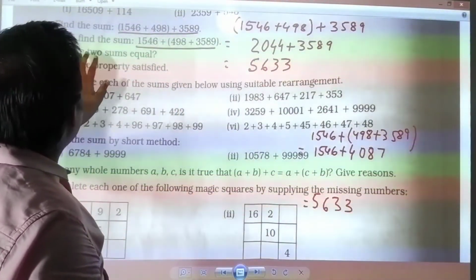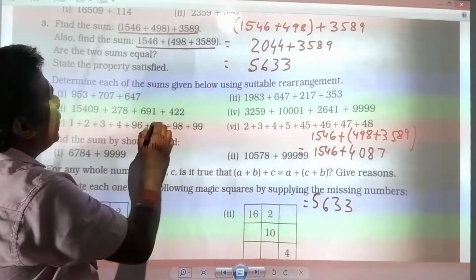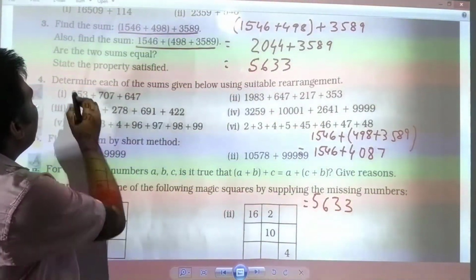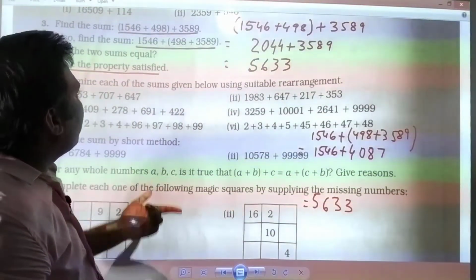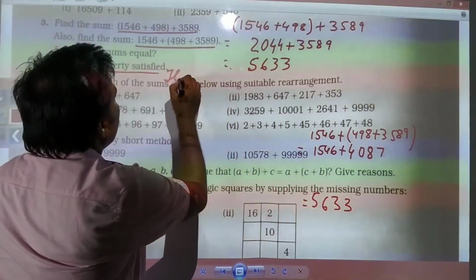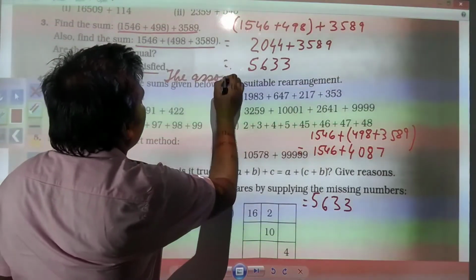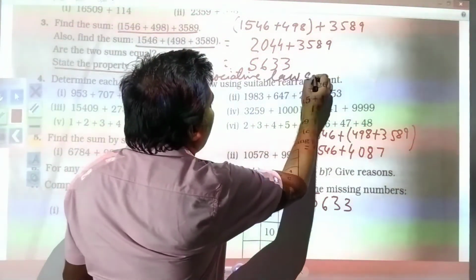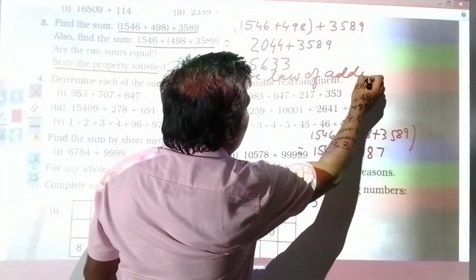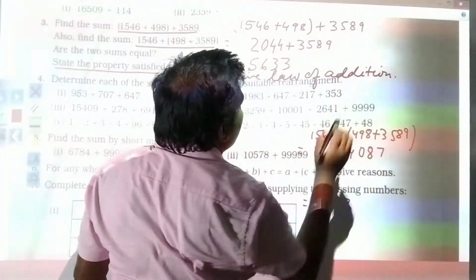So the two sums are equal. You will write yes, the two sums are equal. State the property satisfied. If you remember which property it was, the associative law of addition of whole numbers. So this will be your answer.